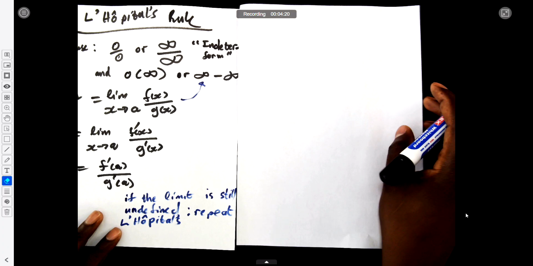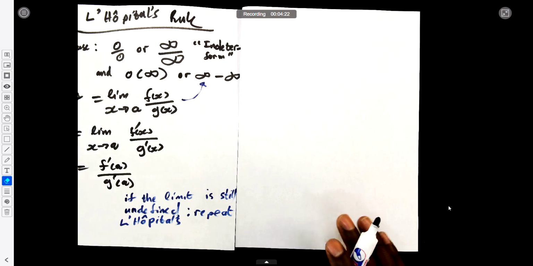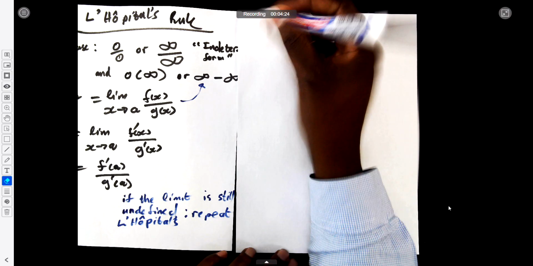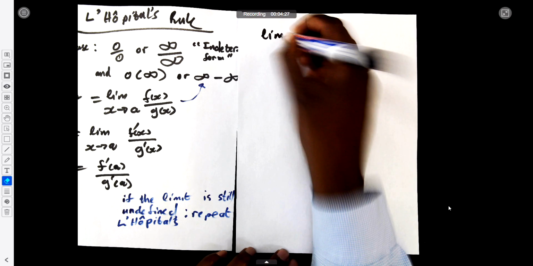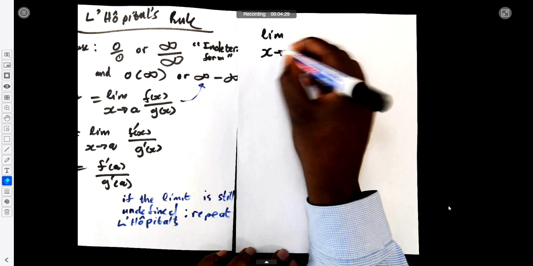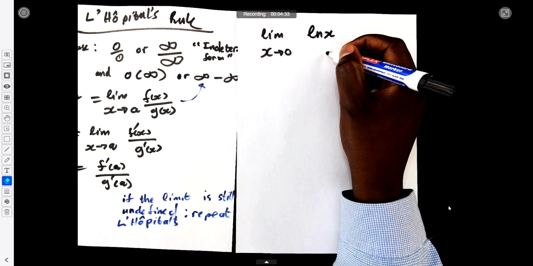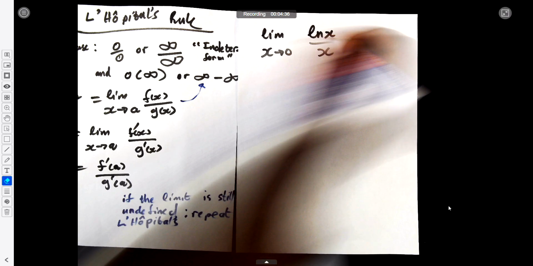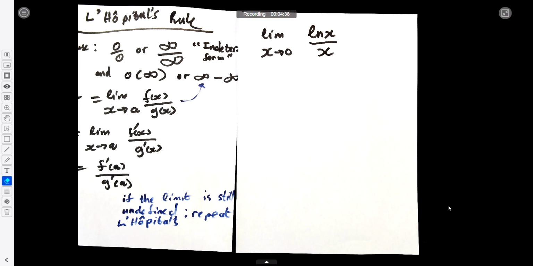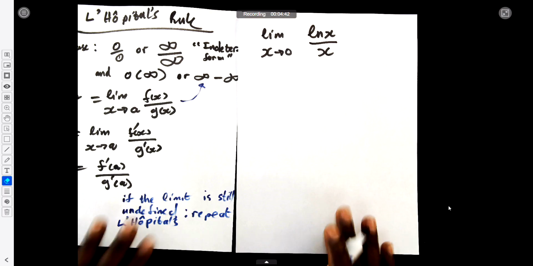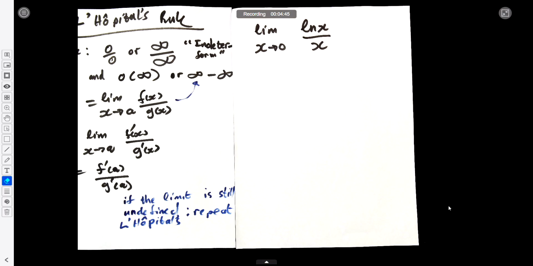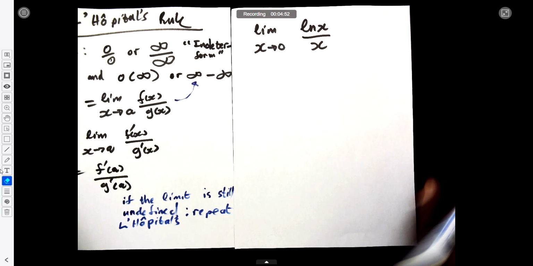I will try one example. Let's say, for example, we have the limit of a function when x approaches 0, we have ln x divided by x. So ln x all over x. In that case, let us find the limit of the function.